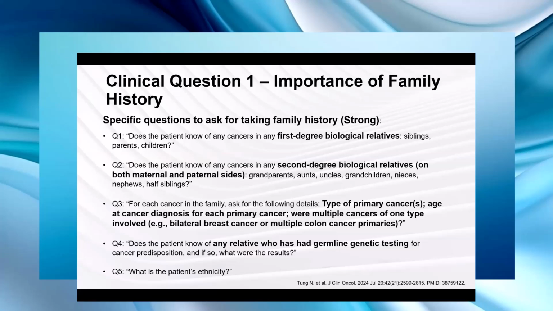And then question 5 was, what is the patient's ethnicity? Important to document because we know certain cancer types are higher prevalence in certain ethnic backgrounds. Next slide.